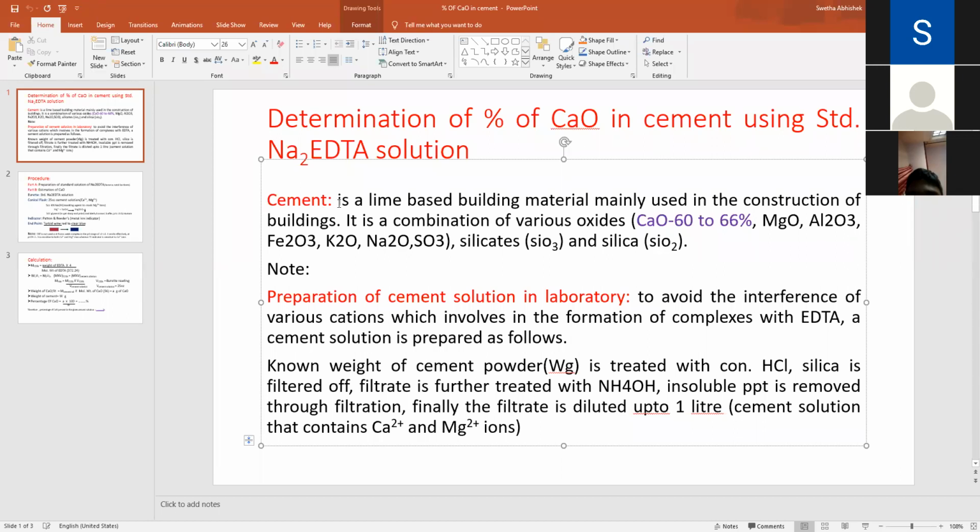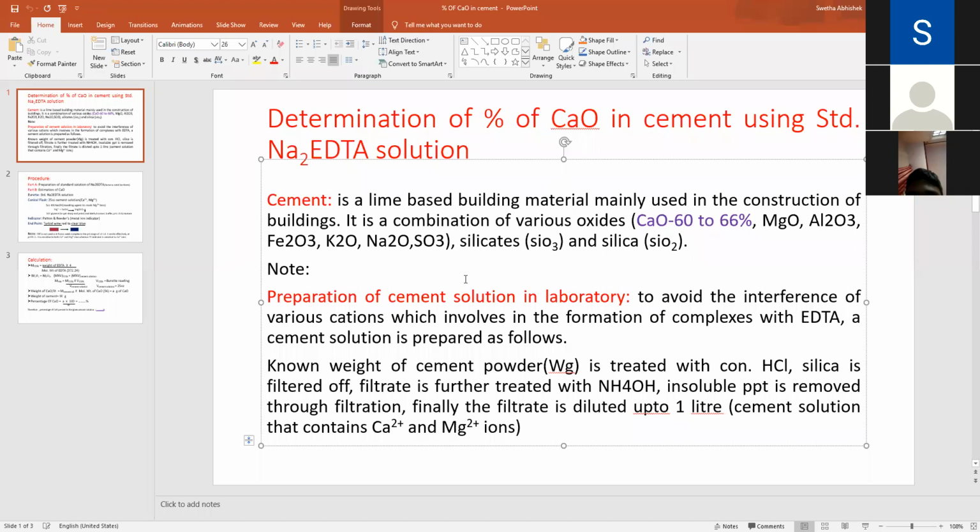So what is the total composition of cement then? Various oxides, silicates, and silica. But cement majorly consists of oxides, in which calcium oxide is present in high percentage. So what is the percentage range of calcium oxide? It is estimated to be 60 to 66%, which indicates that calcium oxide is the major constituent of cement, and the quality of cement is estimated in terms of the percentage of calcium oxide. So that is the reason why in this experiment we are going to estimate the percentage of calcium oxide in cement, which is estimated through complexometric titration.